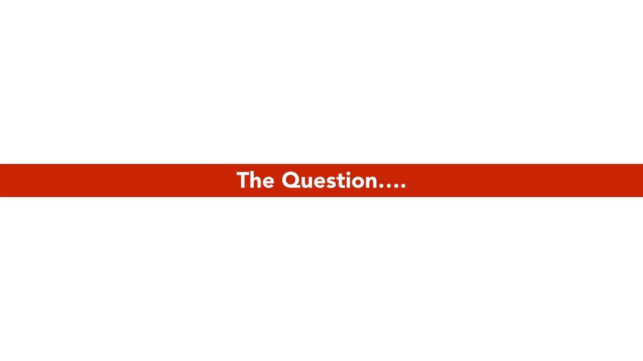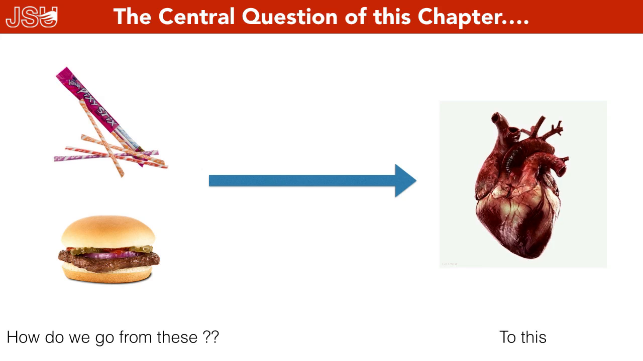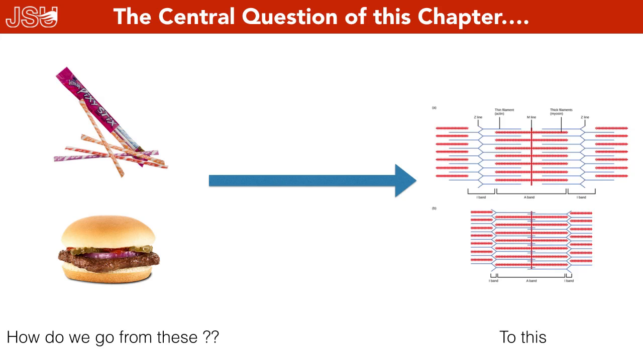So I want to give the question we're dealing with. The question we have dealt with here is how do we get from hamburgers and pixie sticks to running? How do we get there? Or how do we get from our pixie sticks and our hamburgers, or our pork sandwiches, or whatever we had today, to something like our heart beating? There is a connection there. So another way we're trying to, this is how a muscle contracts. This is a general description of how a muscle contracts.